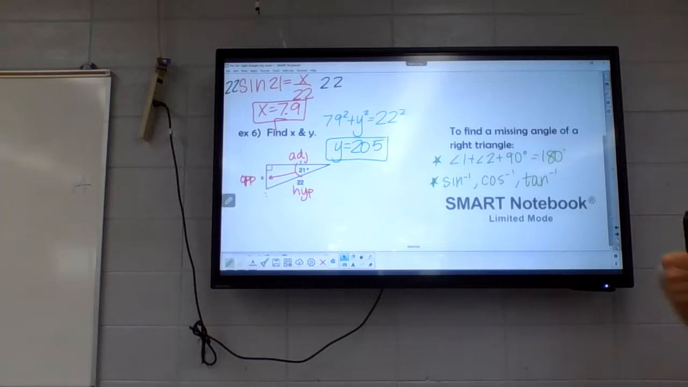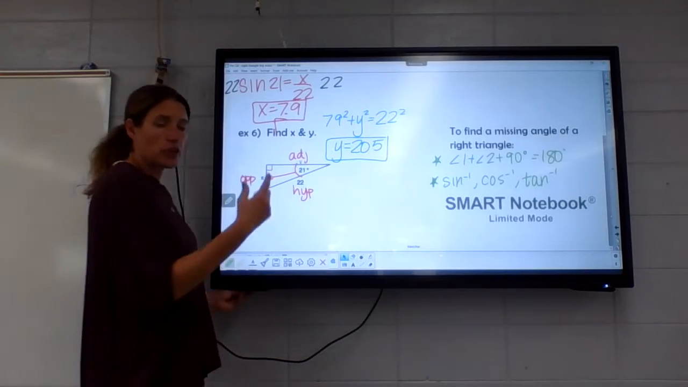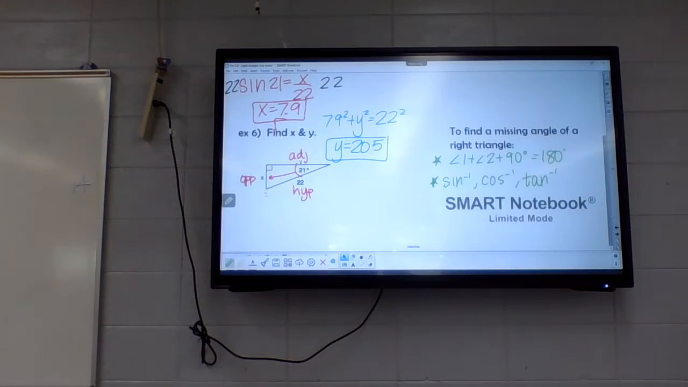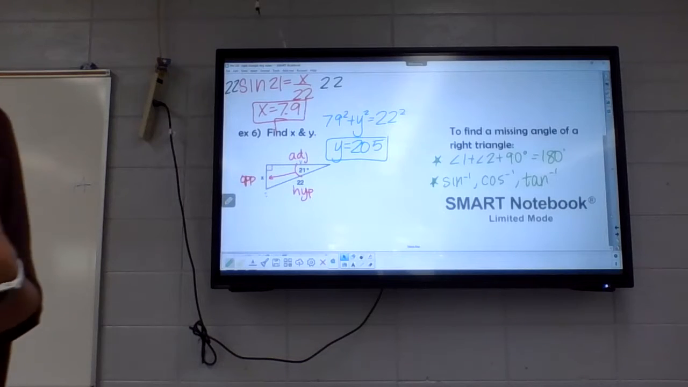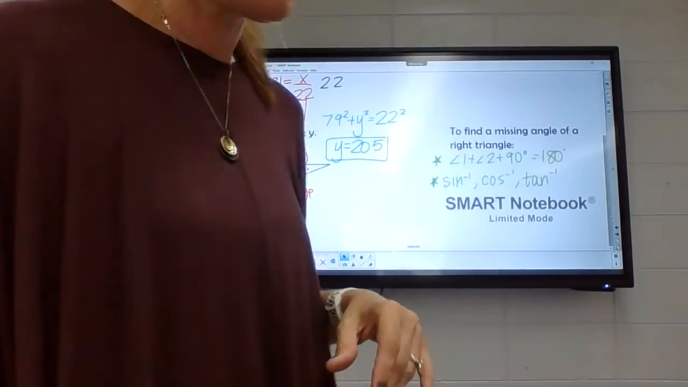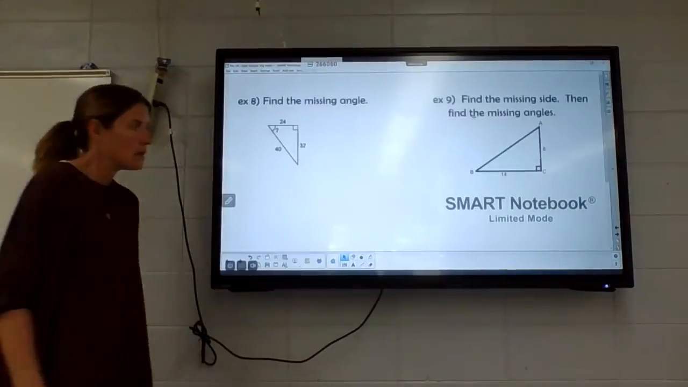And so obviously this is coming back to you a little bit. If you didn't remember that, that's okay. That's why we're reviewing this for a day. I just thought we'd get us all on the same page here with it. So I'll show you guys how to do that in the next couple of examples. Like example 8 and 9, to find the missing angle, we're looking for that question mark.